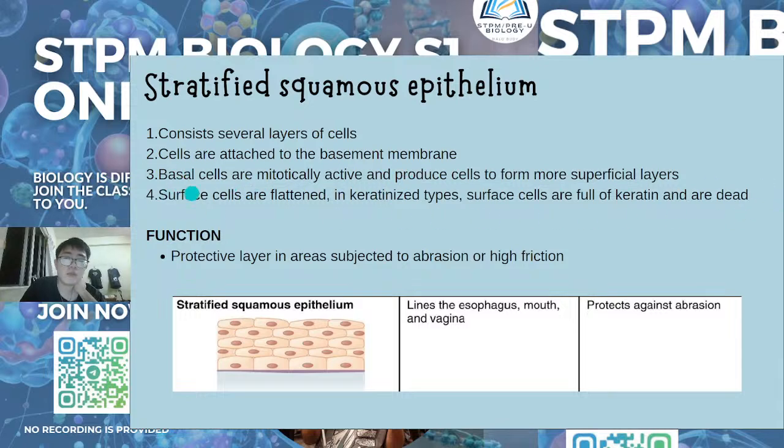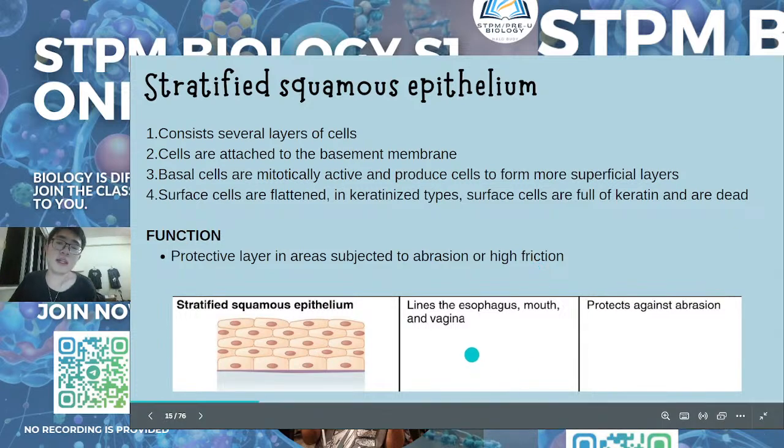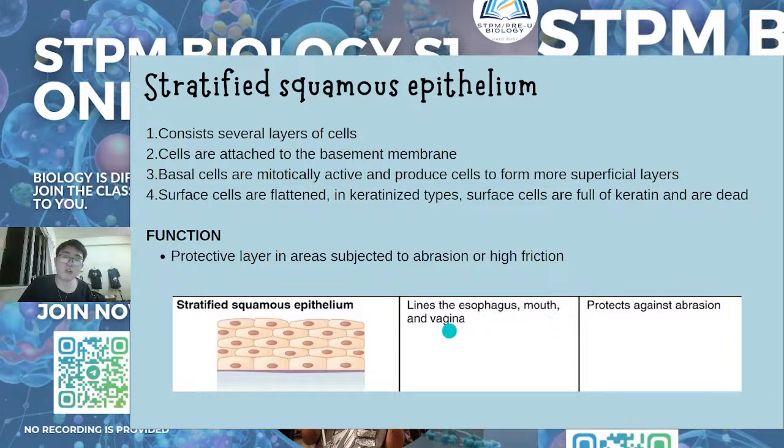So the cells whose surface layer is made up of keratin are normally our skin tissue. Skin tissue is made up of keratin, right? Not only skin tissue, our hair is also made up of keratin. The main function is to form a protective layer for areas subjected to abrasion or high friction. So normally this tissue can be found in our esophagus, mouth, and also vagina.